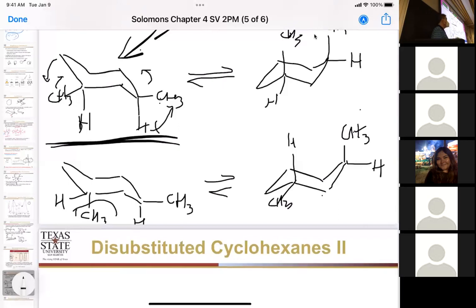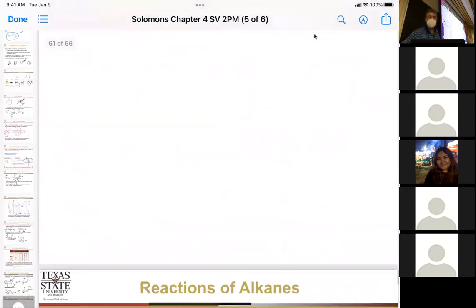Okay, so how many methyl groups do we have axial? 1. How many methyl groups do we have equatorial? 1. So is there a big energy difference between these 2 structures on the bottom? No, the best they can do is put 1 axial group, 1 equatorial group. And when it flips back and forth, the axial turns into equatorial, the equatorial turns into axial. Okay, do we see that those are now equal in energy? They have the same potential energy. But what if we change one of those methyl groups to something else?